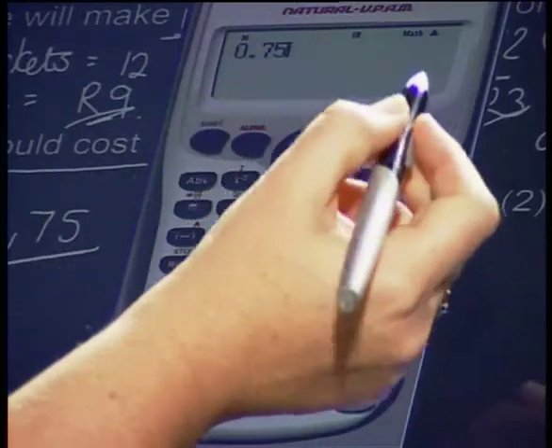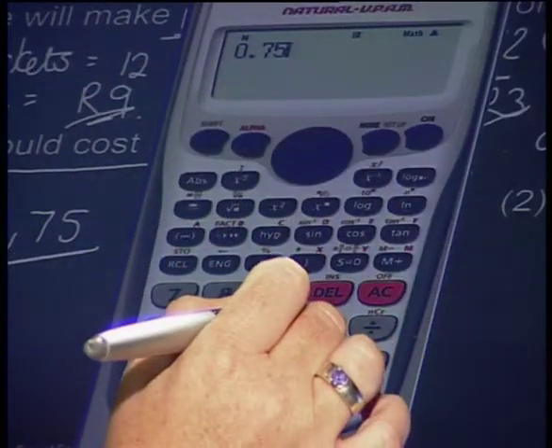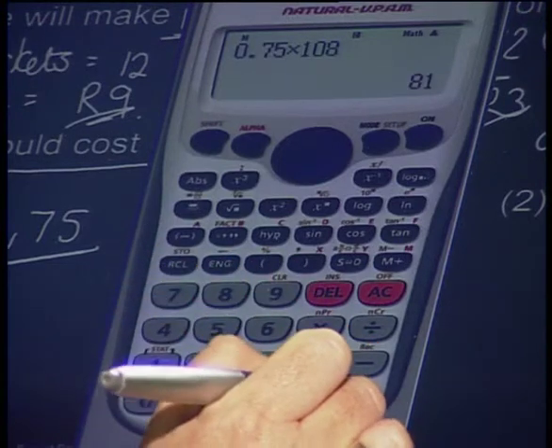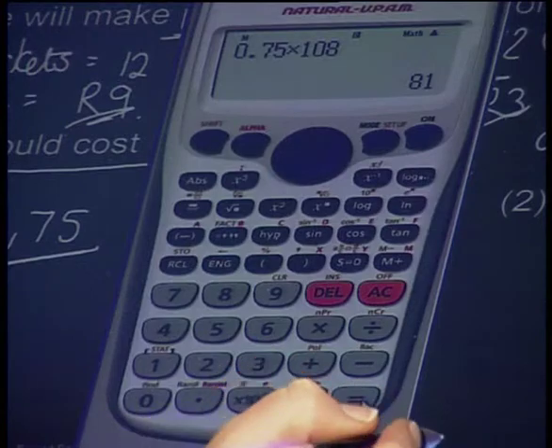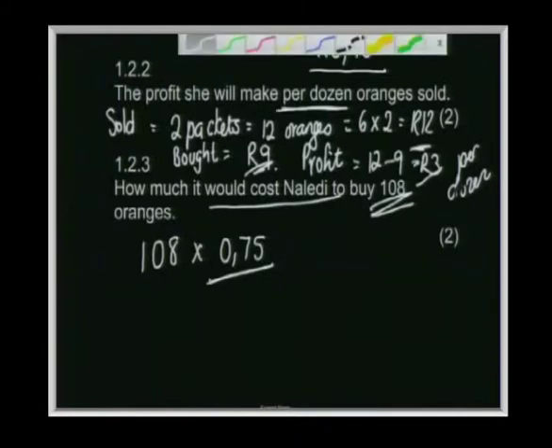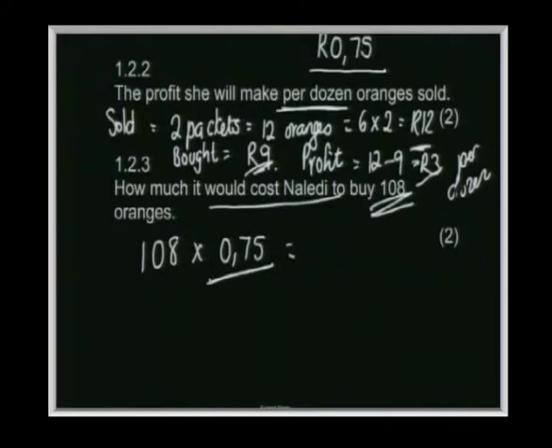Let's bring up our calculator and have a look at how we do the sum. So it's going to be 0.75, which is luckily still there, times our 108. And when we push equals, it's going to give us 81. So that means it's going to cost 81 rand for the 108 oranges. Let's go on to question 1.3.